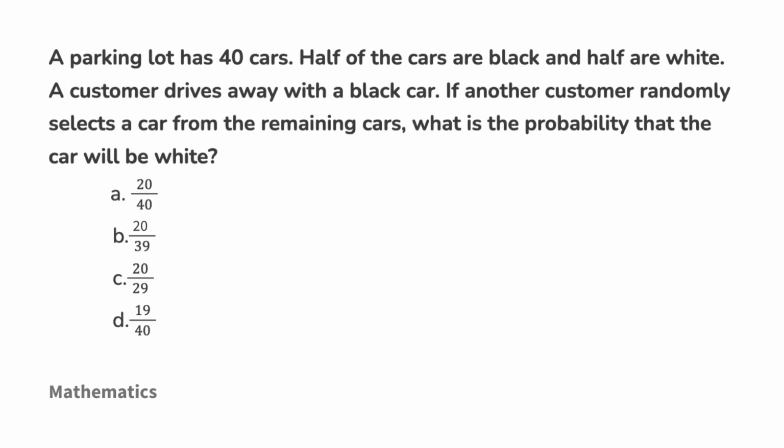All right, moving to the next problem. A parking lot has 40 cars. Half of the cars are black and half are white. A customer drives away with a black car. If another customer randomly selects a car from the remaining cars, what is the probability that the car will be white? This is a great example of conditional probability. Pause the video here, solve this, and come back for the correct answer.